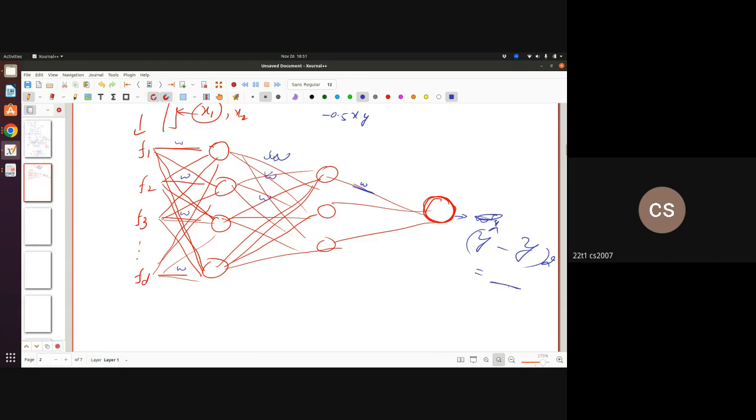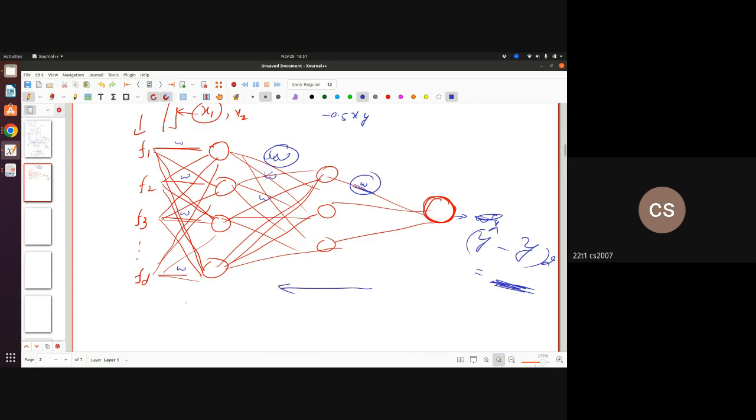Now, based on this value, you want to change the weights. How much should you change, and which weight should you change? That is decided by the backpropagation algorithm, where we keep track of how much change in this quantity happens if we make some change in this weight, and so on. Based on that, we update the weights. That's backpropagation.